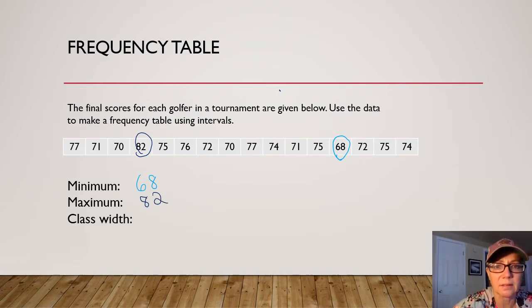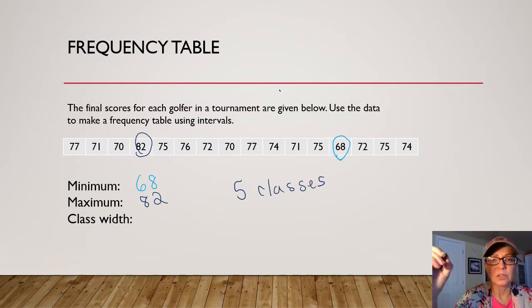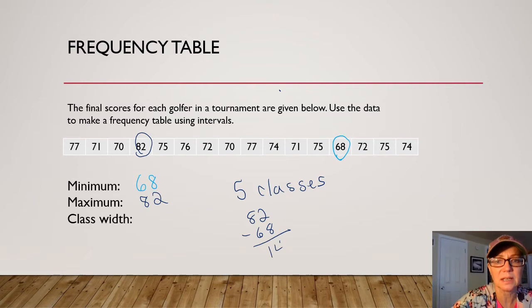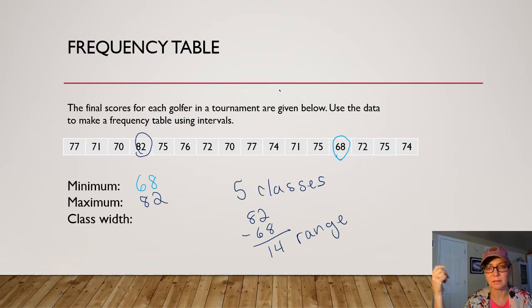Now you want to have 5 or more what are called classes. So you take the range of the data, 82 minus 68 equals 14, that's called the range, and you divide it by 5. 14 divided by 5 is a number between 2 and 3. So you want to use either a class width of 2 or a class width of 3. And the best thing to do is just to pick one of them. I'll start with 2. Try it and see if you get at least 5 classes.